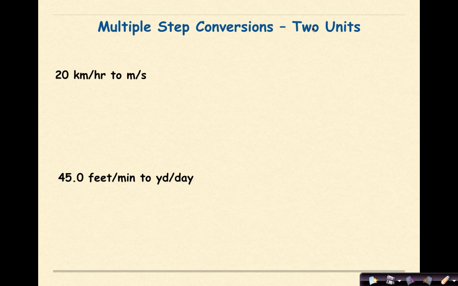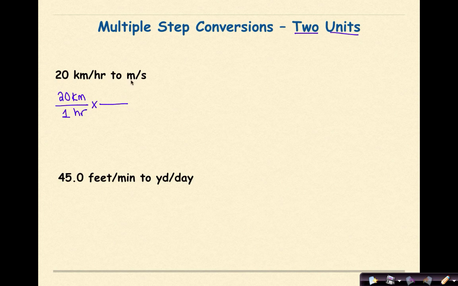Multiple step conversions, working with 2 units. So now we really need to think about how we are going to set up our given. So this is 20 kilometers per 1 hour. Remember, there's an assumed 1 right there. So when you set these up, it's going to be 20 kilometers per 1 hour. And if you write it like this, it's much easier to work with a 2-unit conversion factor. So multiplication sign and a line. Now I want to get to meters per 1 second.